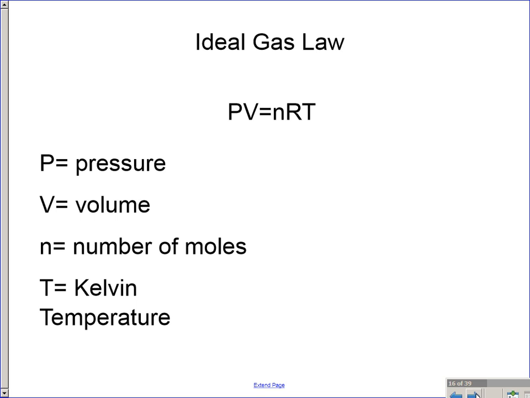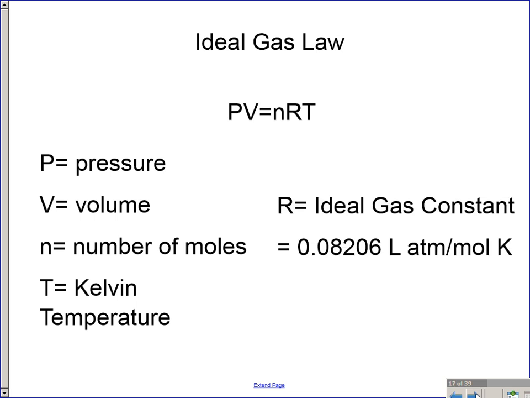Now remember that R is our gas constant. On your reference sheet, it does give you several versions of R. The most commonly used one is 0.08206 liters times atmosphere divided by moles Kelvin. So this is the one that you would use for atmospheres, which is going to be more common. If the pressure unit is different, you should use a different number for R.